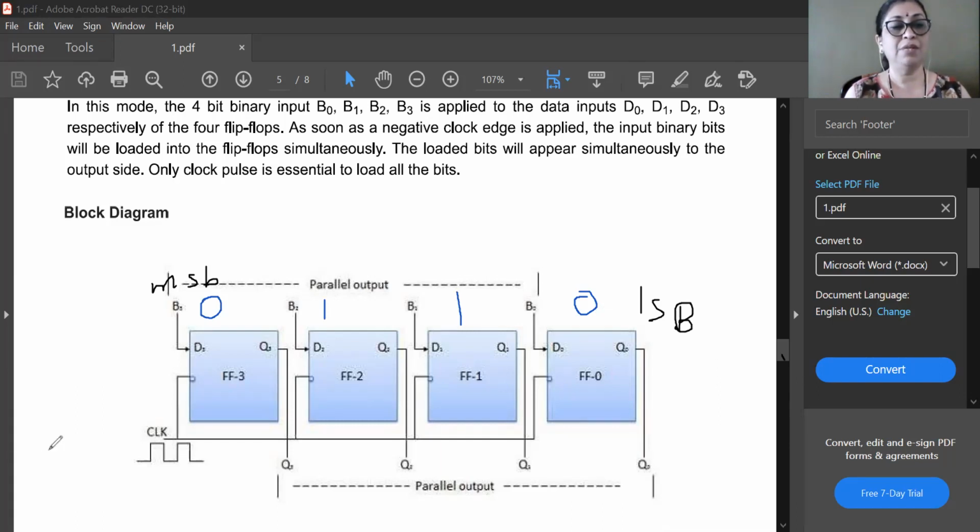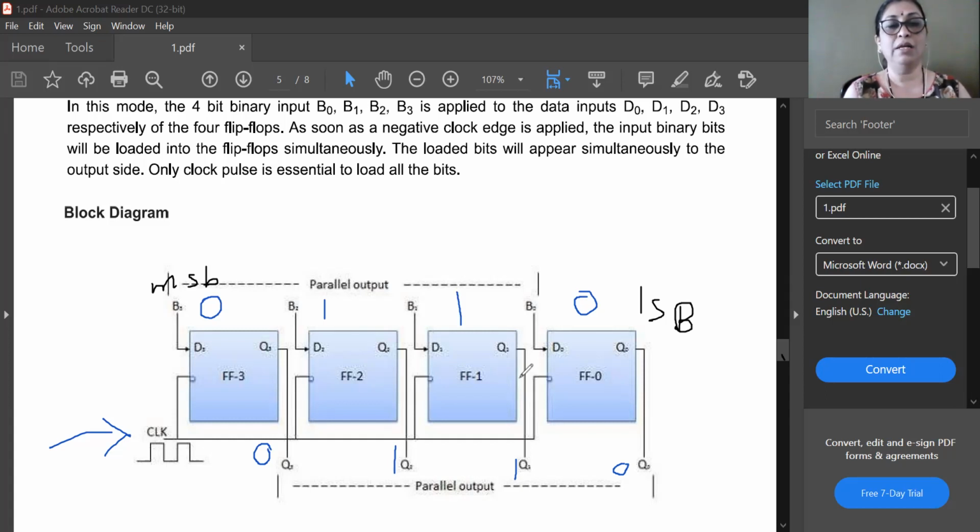Okay. And suppose you apply 1 clock pulse, then what happens? Output of flip-flop 3 will become 0. Output of flip-flop number 2 will become 1. Output of flip-flop number 1 will become 1 and output of flip-flop number 0 will become 0. That means whatever you applied at the inputs of the 4 D flip-flops, the same thing you are getting at their output after application of the clock pulse. So here data will be loaded and available at the output in a single clock pulse.